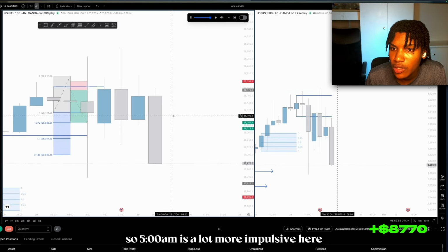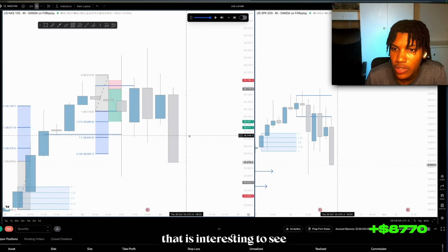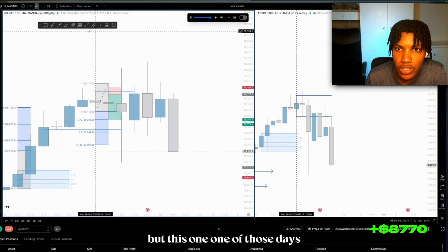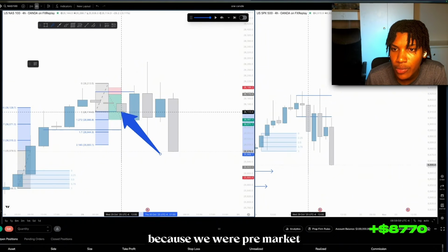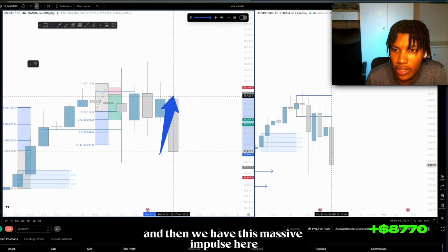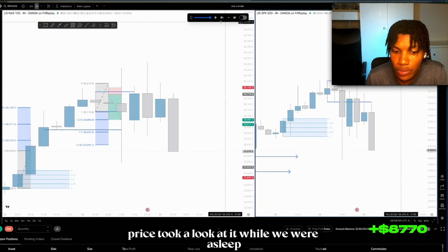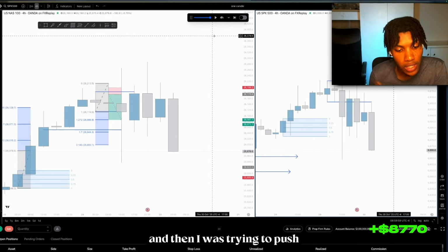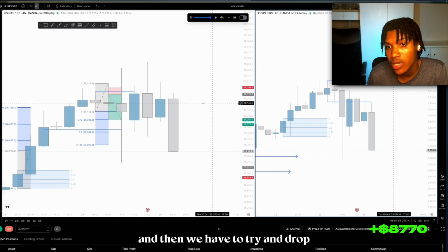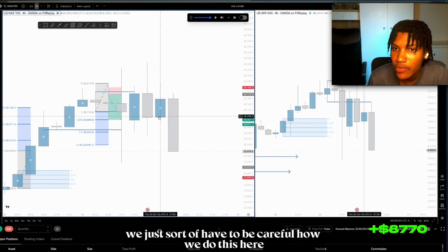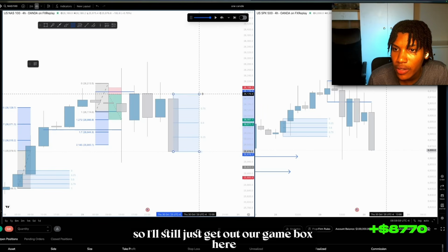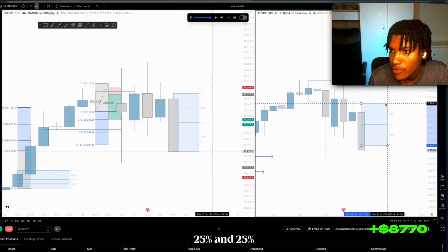Okay, so 5 a.m. is a lot more impulsive here. That is interesting to see. But this is one of the days I kind of have a shade bias because in pre-market we were conservative, and then you have this massive impulse here. So there's one or two things that happen. Price swept the liquidity while we were asleep, and then I was trying to push, and then we have to try and jump on that bandwagon. We just sort of have to be careful how we do this here. So I'll still just get out our gam box here, 25% and 25%.